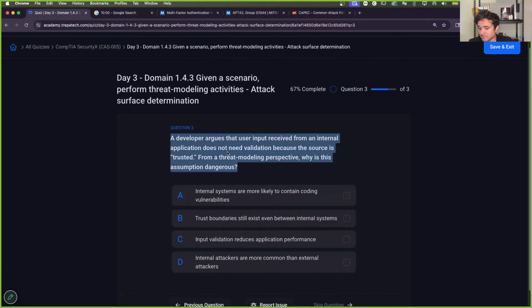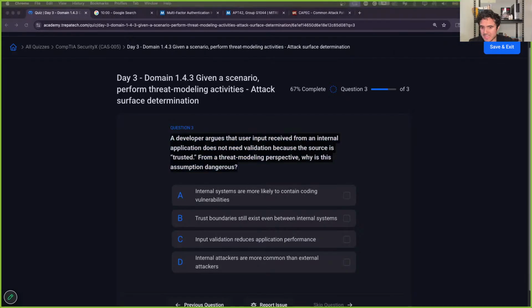Okay, question 3. A developer argues that user input received from an internal application does not need validation because the source is trusted. Ooh, horrible zero trust architecture. From a threat modeling perspective, why is this assumption dangerous? So trust boundaries exist everywhere. Even if it's internal, if we're in a zero trust architecture, or we try to be, one of the key principles is never trust, always verify.